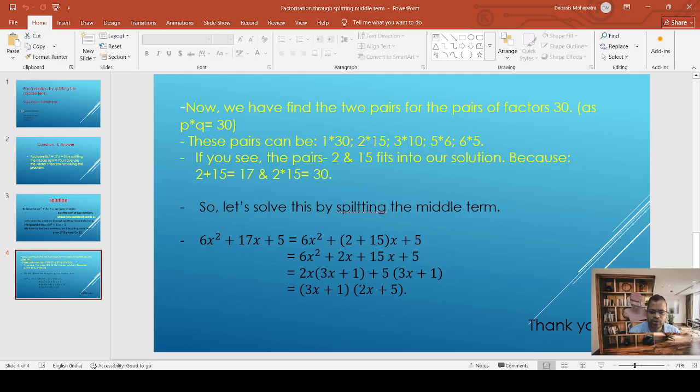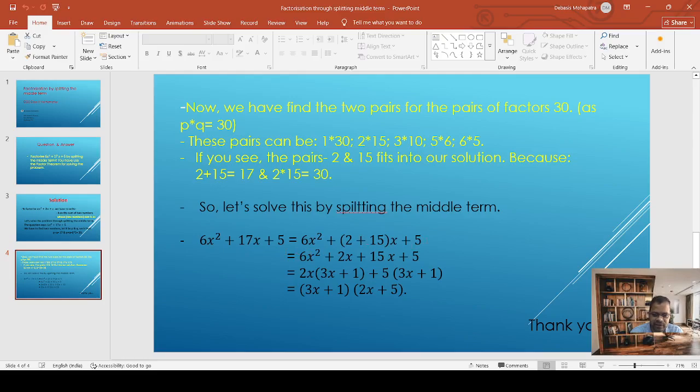If we take 2 into 15, 2 into 15 is 30, and when we add 2 plus 15, it will come as 17. So the two numbers in this equation can be 2 and 15. So let's solve this problem. 6x square plus 17x plus 5 equals 6x square. What are the two numbers? We have got 2 and 15. So 2 plus 15 into x is 17x, plus 5.